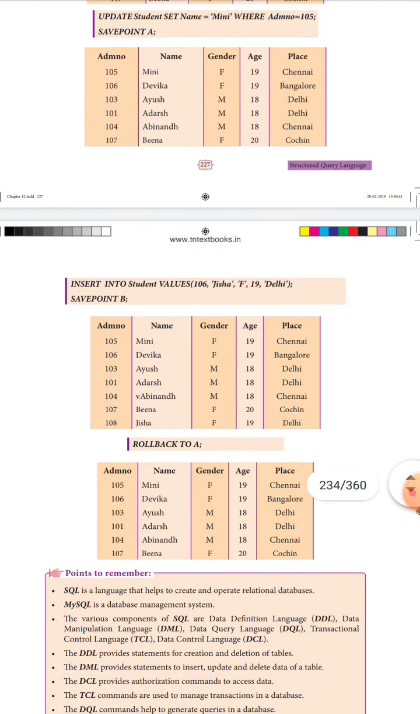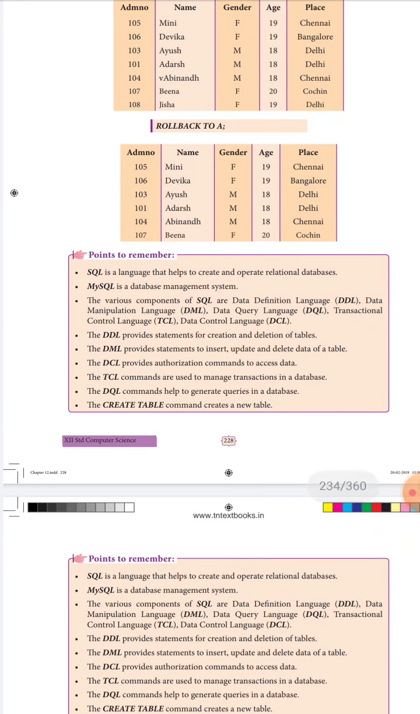Clear, all of you? Next are some points to remember. SQL is the language that helps to create and operate relational databases. MS SQL is one of the database management systems. The various components of SQL are data definition language, data manipulation language, data query language, transaction control language and data control language.